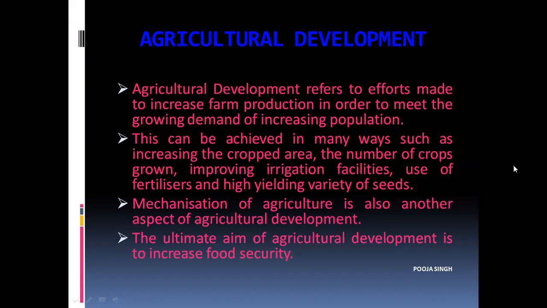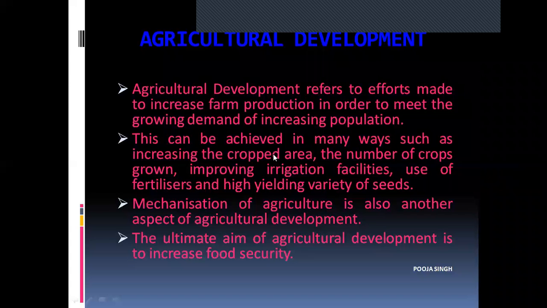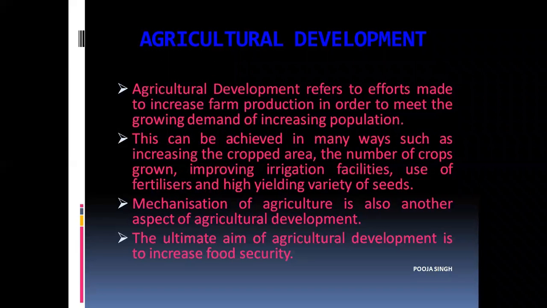Now we have reached the last topic of this video, agricultural development. Agricultural development refers to efforts made to increase farm production in order to meet the growing demand of increasing population. This can be achieved in many ways, such as increasing the cropped area, the number of crops grown, improving irrigation facilities, use of fertilizers, and high-yielding variety of seeds.